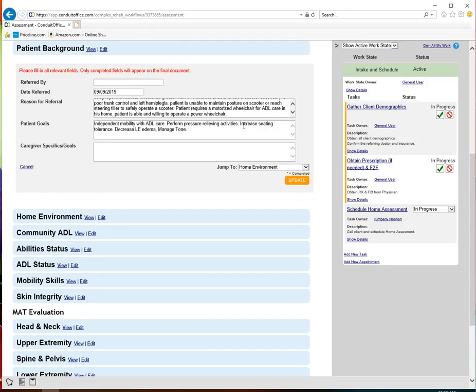Caregiver specific goals. Now, if we were recommending a manual wheelchair, we would have stopped by, I'll do that in the next clip. This is how we do it. This is going to be assessment D6, C1 for a motorized wheelchair.